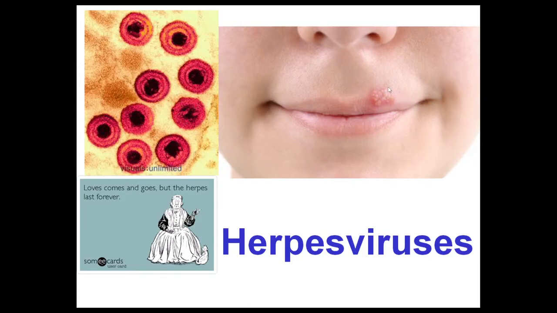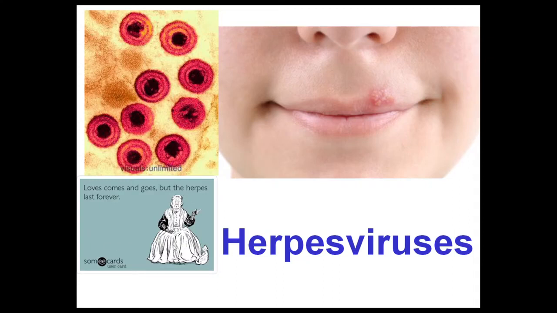You can see a batch of vesicles, right? They then form crust and then resolve within 10 days. And this is the electron microphotograph of the virus that causes this herpes virus type 1 infection. And this is the memo, my dears.